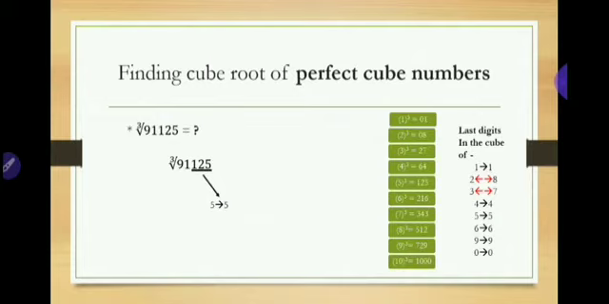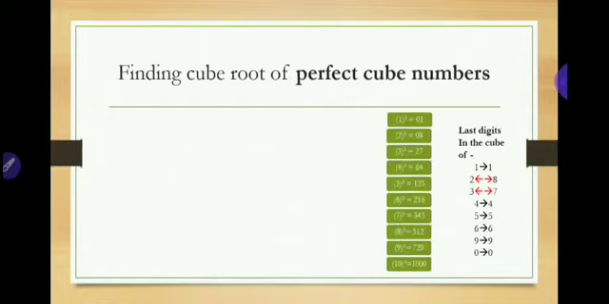For the first group 91, you have to check between whose cubes it falls. It falls between the cube of 4 and 5, because the cube of 4 is 64 and the cube of 5 is 125. From that you always have to take the smaller digit, that is 4. Therefore the answer will be 45. Easy or not? This method is only possible for perfect cube numbers, remember that.